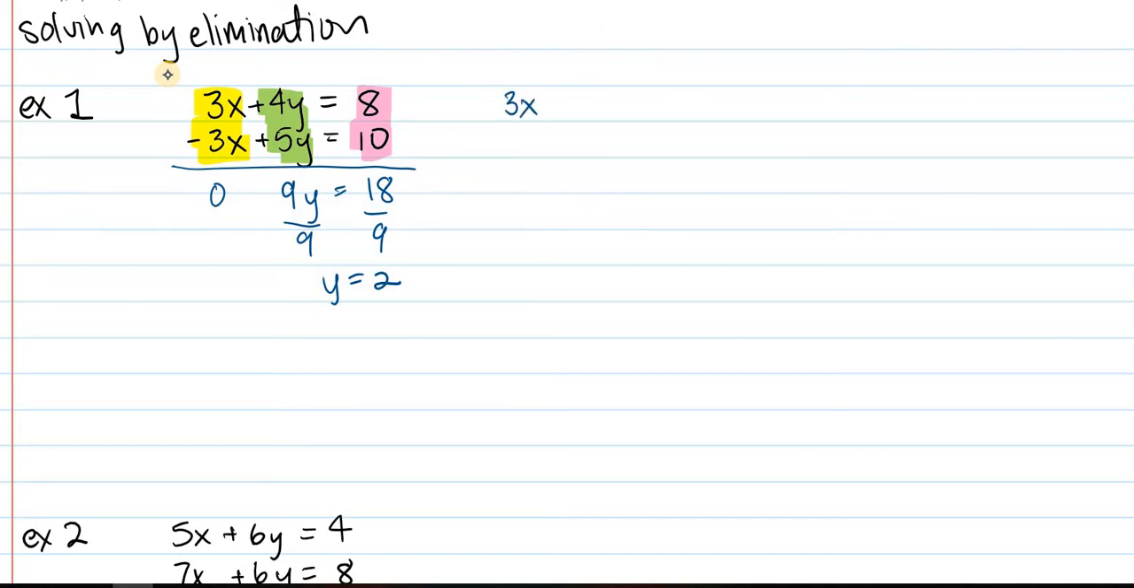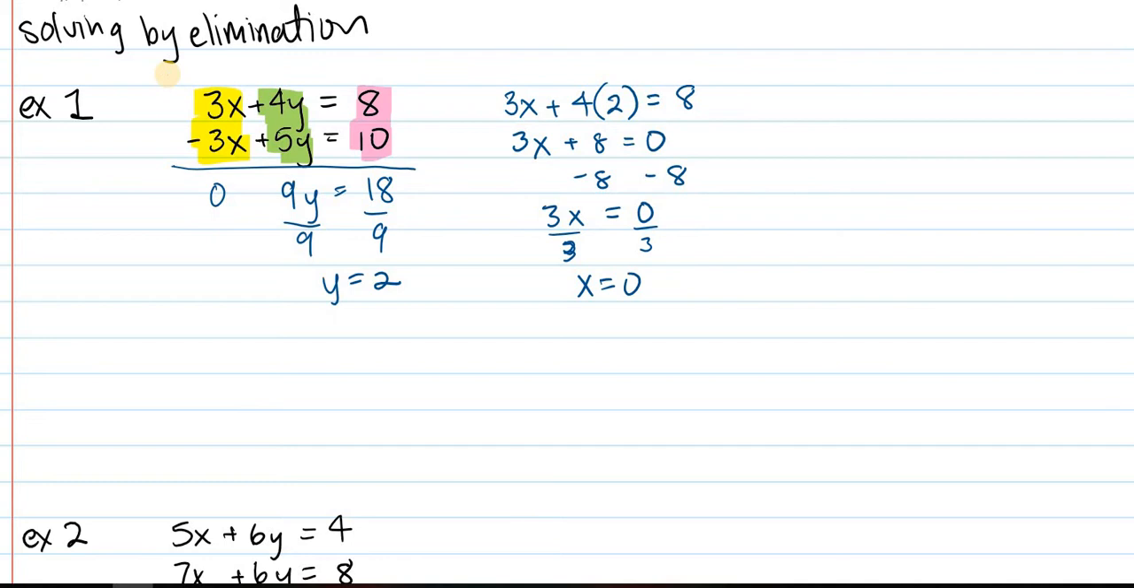That means we have 3x plus 4, and instead of y, I'm going to write 2 equals 8. So 3x plus 8 equals 8. Subtract the 8 to the other side to isolate the x, and divide by 3 on both sides, continuing to isolate x, and you get x equals 0. And then your final answer would be the coordinate pair 0, 2, because x's come first and y's come second.